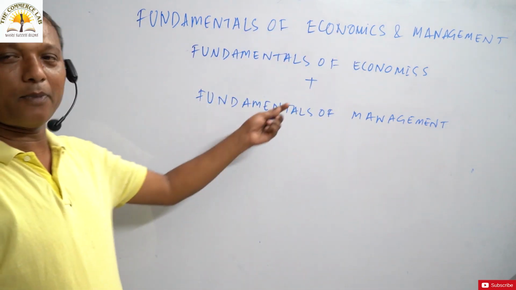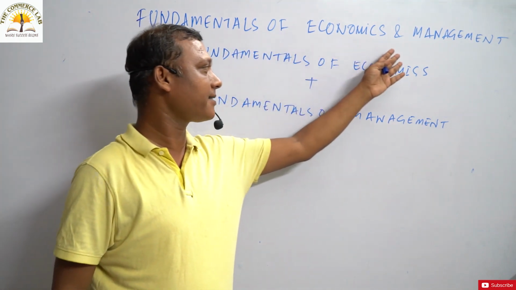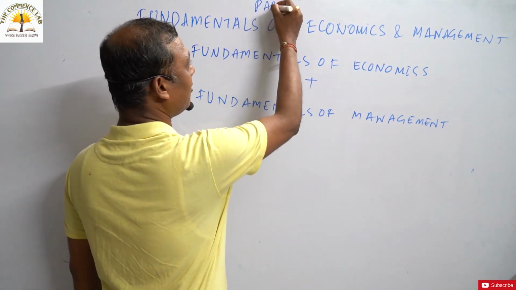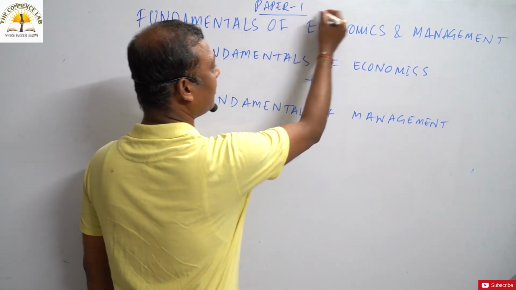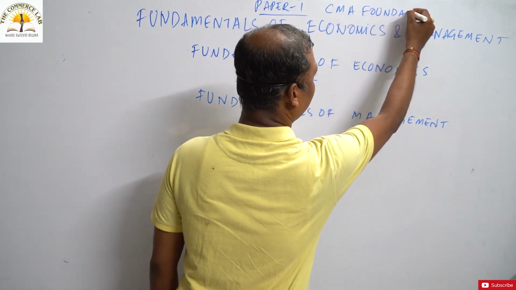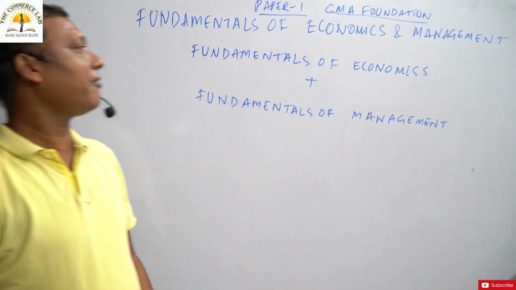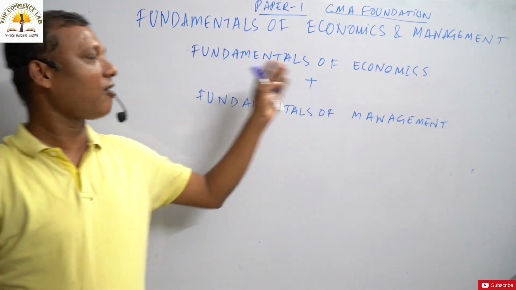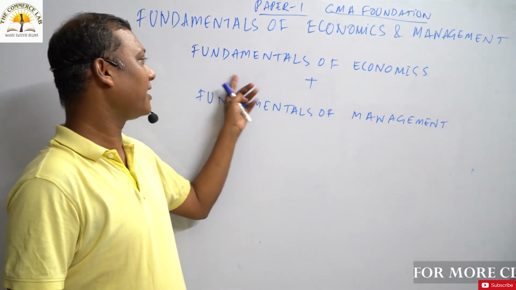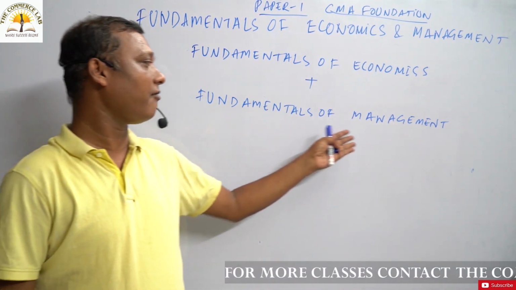Are you clear? Very simple points. The paper is your Fundamentals of Economics and Management. This is your Paper 1 for your CMA Foundation. If you divide it, it comes Fundamentals of Economics, and the second part is your Fundamentals of Management.